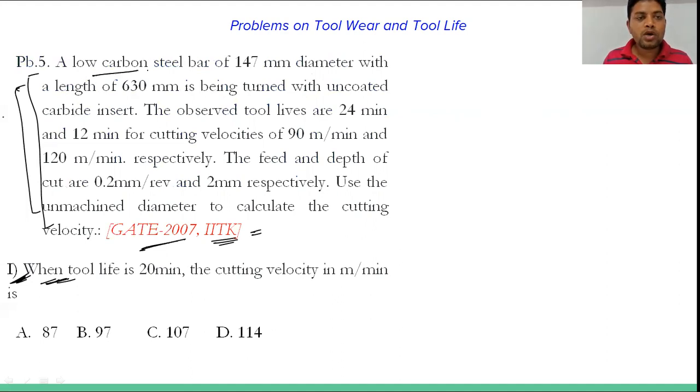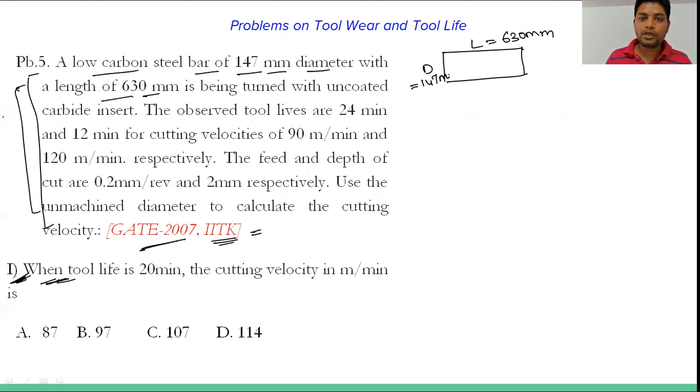So low carbon steel bar of 147 mm diameter with length of 630 mm. So initially हम लोग ये choose कर लेते हैं कि this is a bar, this is diameter and this is length. Length is 630 mm and the diameter is 147 mm. Okay. Now is being turned with uncoated carbide insert. Uncoated carbide tool हम use कर रहे हैं.